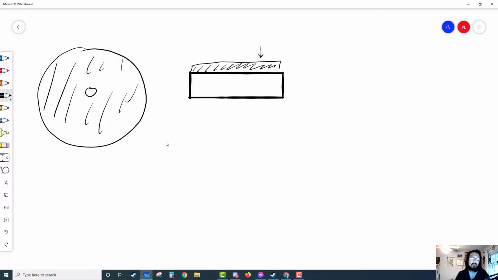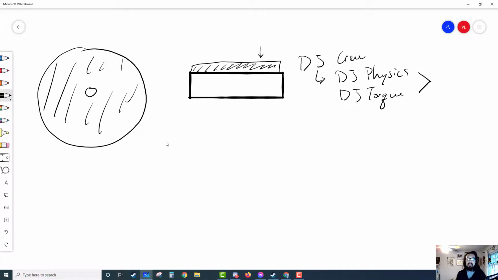So if this record player is spinning around and around, and you're part of the up-and-coming DJ crew, you're a DJ. Your name is DJ Physics, and you're joined by DJ Torque. You're a duo, DJ Physics with DJ Torque, and then you have two turntables. So this is my turntable motion.